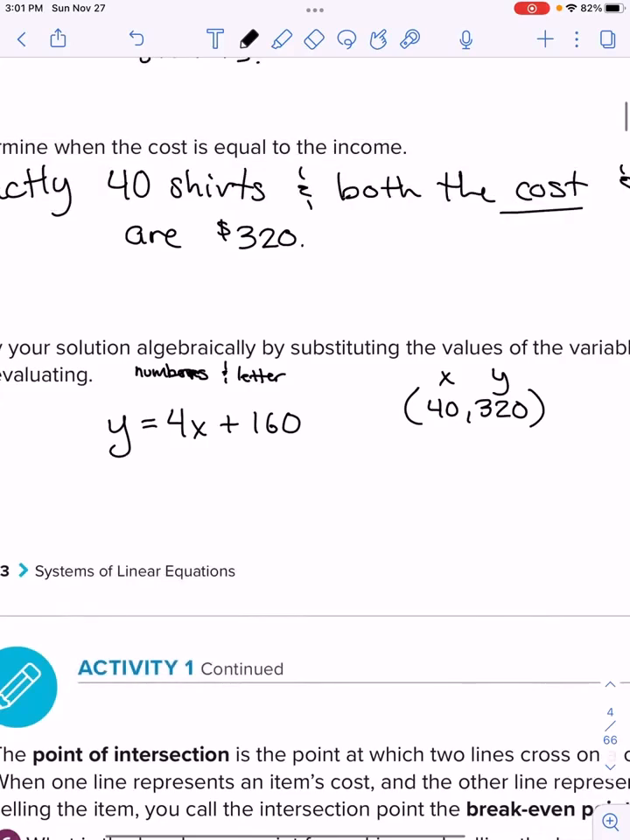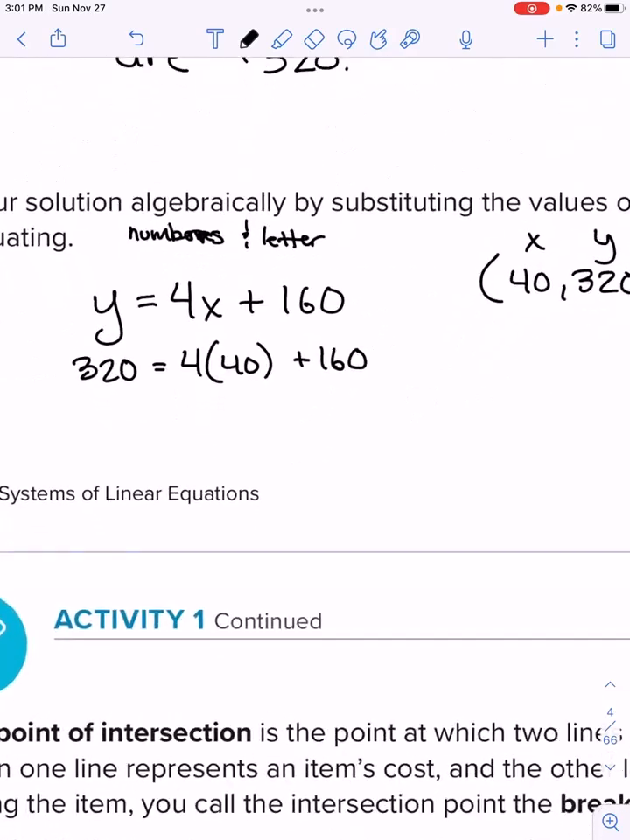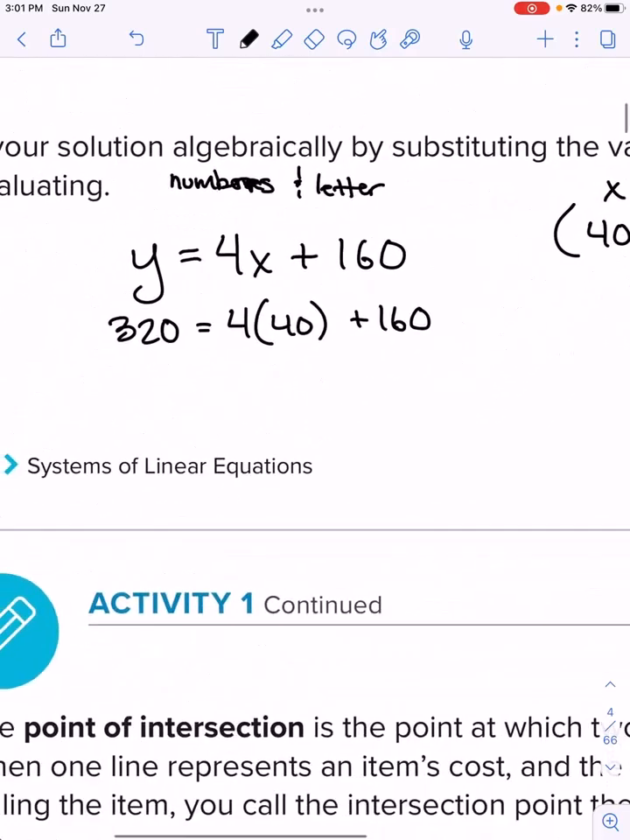So instead of y equal to, we'll put 320 equal to. Instead of 4x, we'll put 4 times 40. And I'll put this 160 at the end. Okay, order of operations, we'll multiply. So I'm going to rewrite this. Multiply 4 times 40: 4 times 4 is 16, add a 0, that's 160, plus 160.